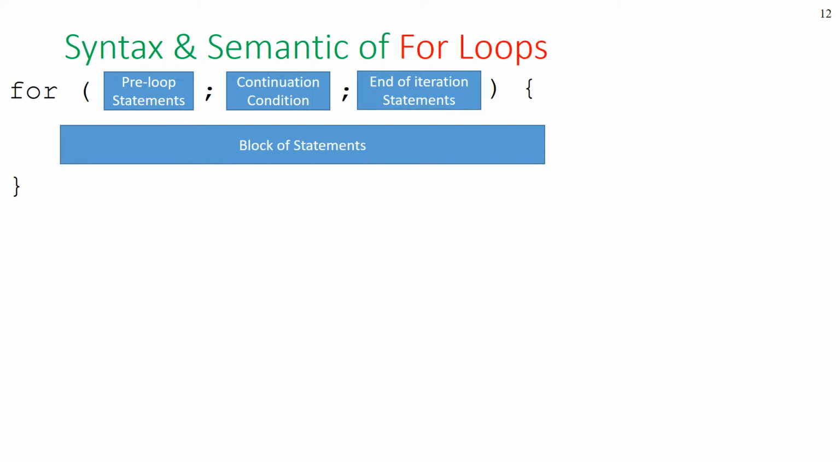Pre-loop statements here, this gets executed one time before the loop starts, only one time. This is my continuation condition. So this is a condition you would find in a while loop. This is the end of iteration statement.